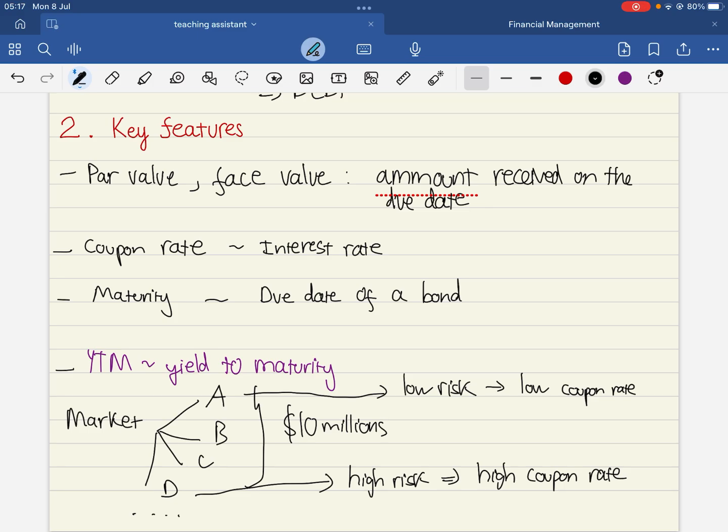Because as an investor, you want to get your return back. You don't want to lose your money. So to compensate for it, a company must give you a very high interest rate so that you will feel less worried about losing your money.